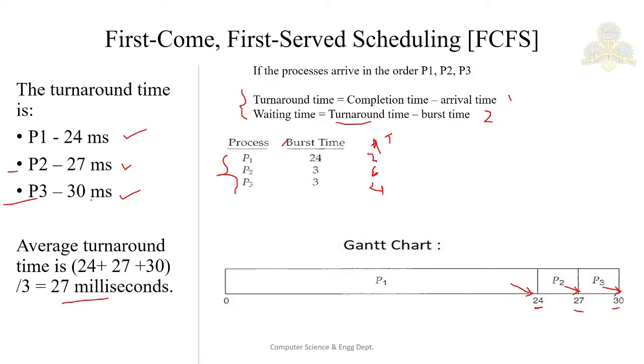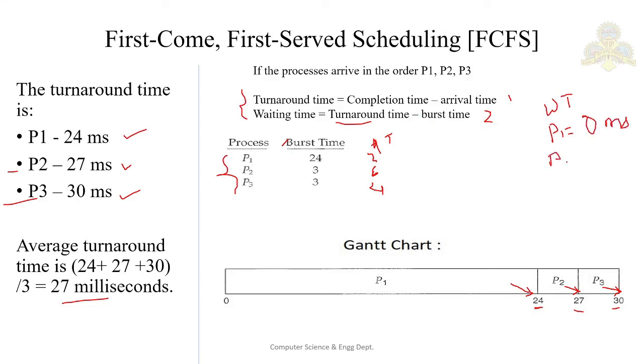Then we will calculate the waiting time. First, the waiting time for process P1. We check the turnaround time of P1 minus burst time of P1. The turnaround time of P1 is 24, and the burst time of P1 is 24. So the waiting time of P1 is 24 minus 24, which is 0 milliseconds.